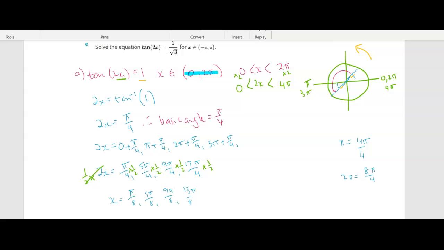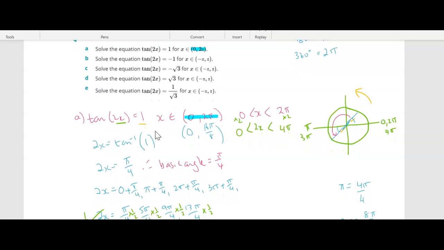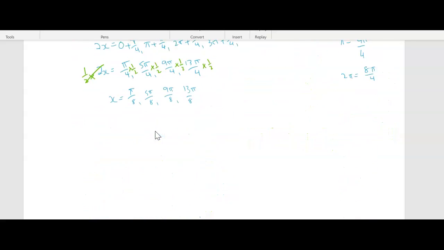Okay, so if it helps, you can rewrite that domain with a denominator of 8. So 2 pi is the same as 16 pi on 8. So you can see I am within the domain for all those solutions. All right, let's move on to a negative. So I'll do question C. So negative root 3.